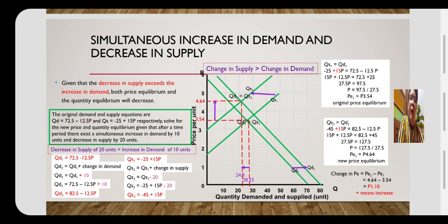A while ago, what we analyzed was an increase in supply exceeding a decrease in demand, but this time it is a decrease in supply exceeding an increase in demand. So, knowing the relationships between a change in demand or a change in supply and the price equilibrium and quantity equilibrium, we can now say that, given the decrease in supply exceeds the increase in demand, both price equilibrium and quantity equilibrium will decrease.